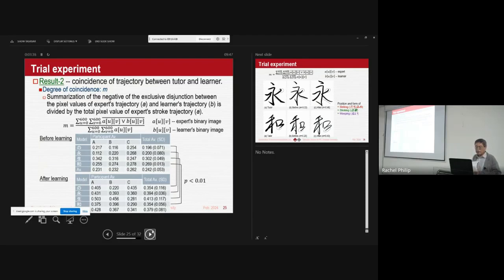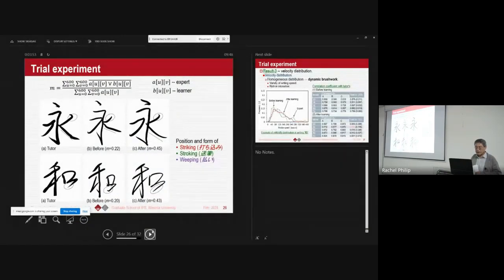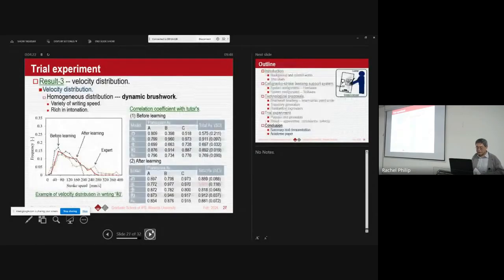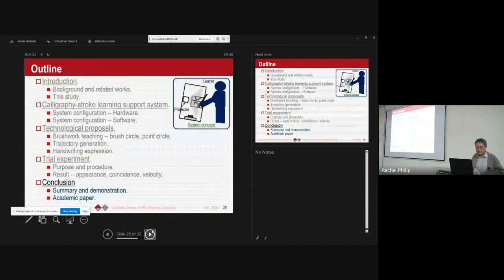The degree of coincidence is calculated by comparing the expert binary image and the learner's binary image like this. Before learning and after learning, the correspondence or coincidence becomes better. The calculation is like this. And you can find that the beginning part, the upper circle, and the final sweeping part become similar before and after. So you may understand it becomes closer to the tutor's way in both characters. And then the velocity distribution: before learning, the learner's movement is very, very slow, but after learning, more dynamic high speed is also used, as you can see.